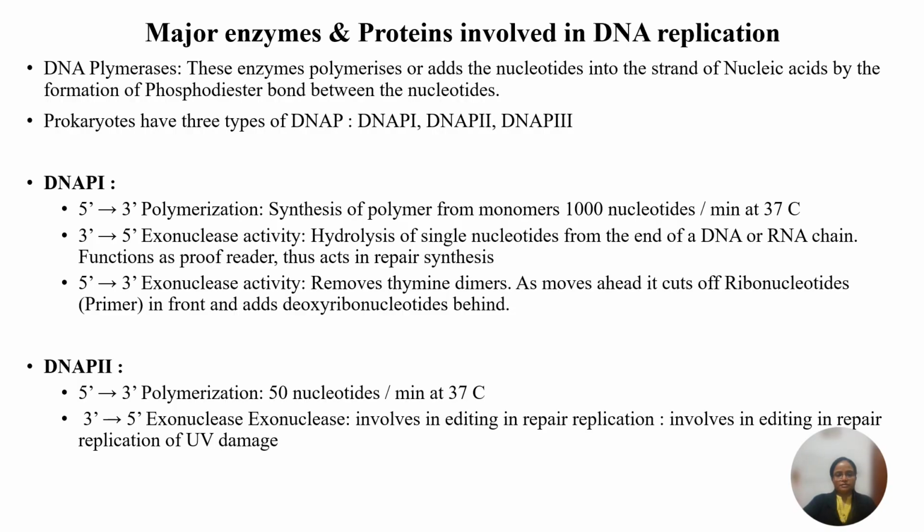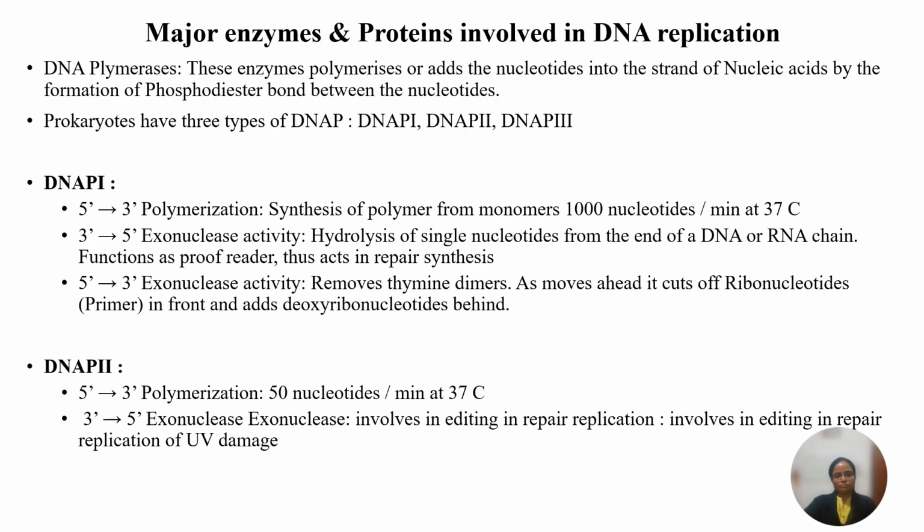So because it has this 3' to 5' exonuclease activity, it can proofread the DNA. Means if in case there is a presence of a mismatch, not complementary base pair, so it can remove that non-complementary base and replace it with the correct base pair. So it can proofread the DNA and is involved in the repair synthesis.